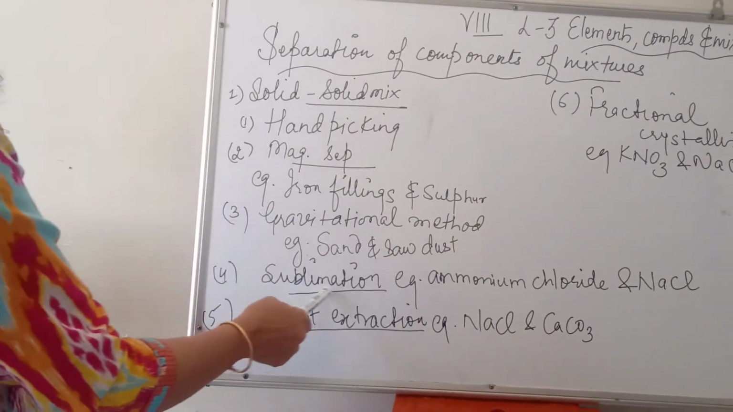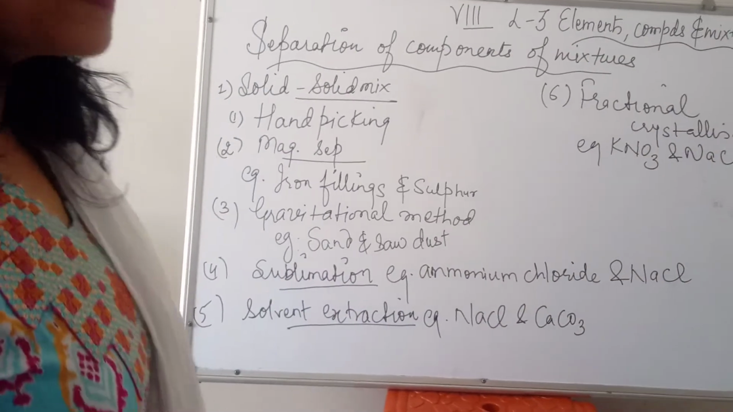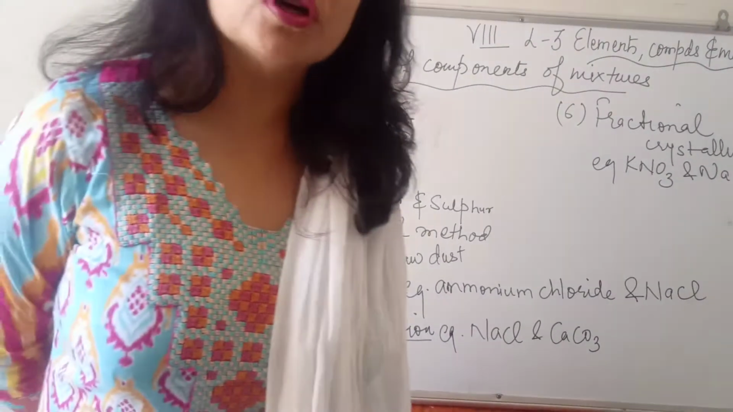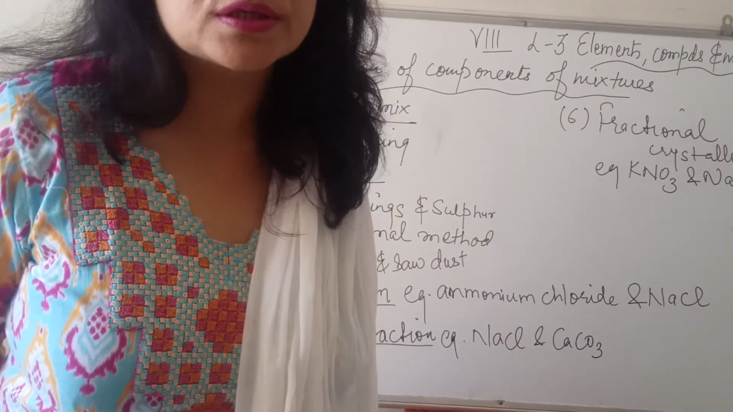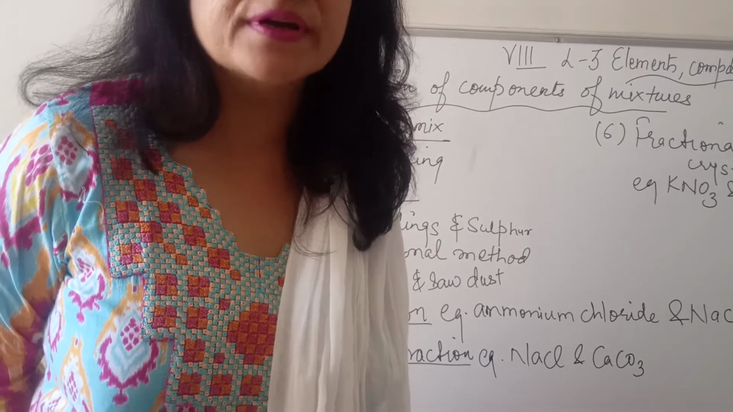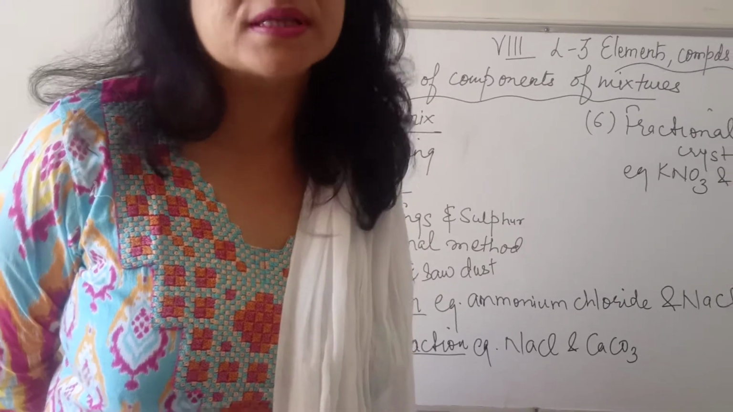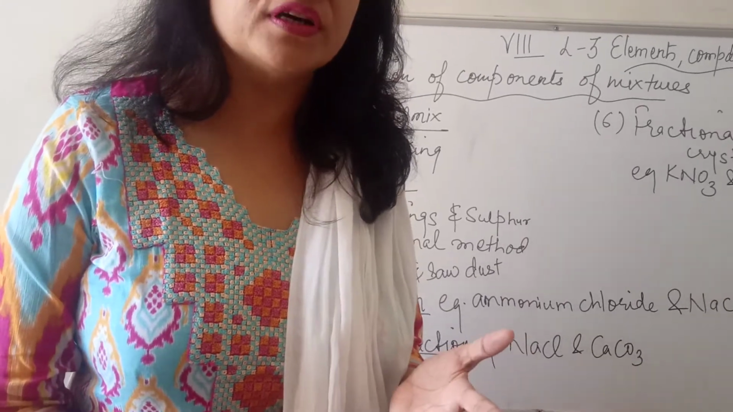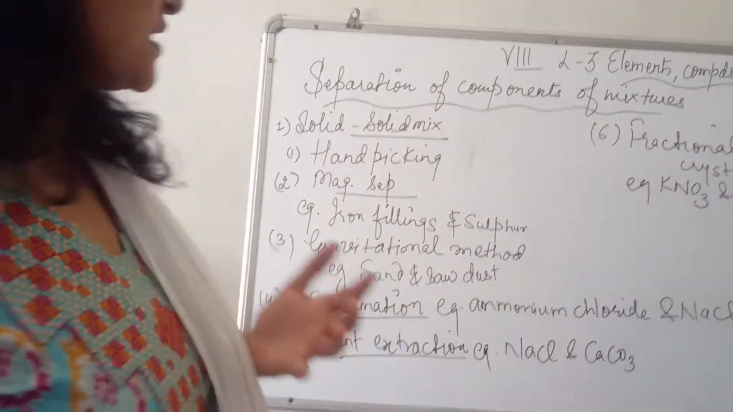Fourth is sublimation. Sublimation is the process of conversion of solid into gaseous state. Those mixtures are separated in which one of the components can sublime. For example, iodine, ammonium chloride, camphor. These are the substances which can sublime.